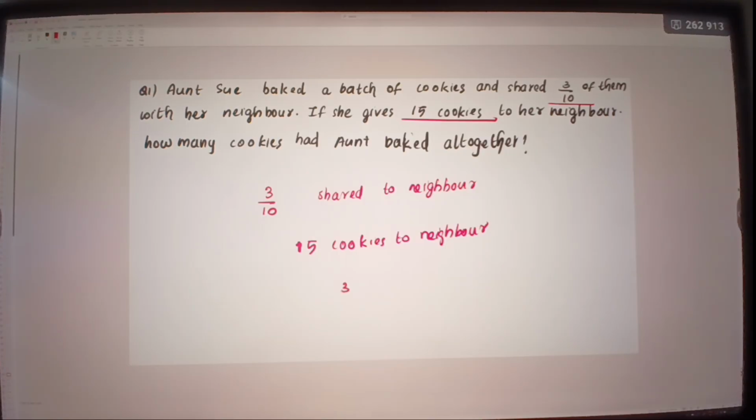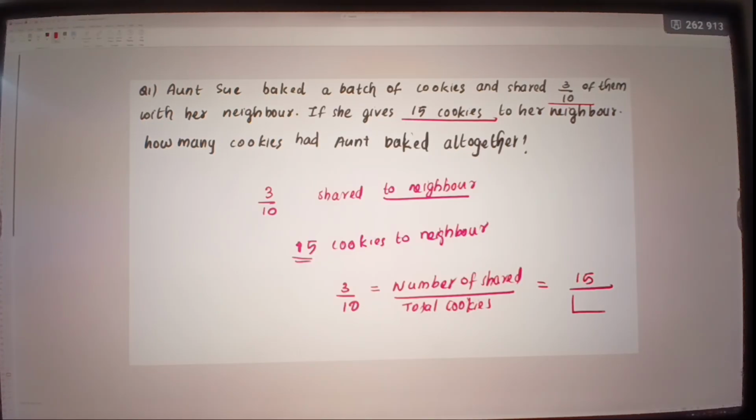So this 3 over 10 means what? It is shared to the neighbor. So what is this 3? 3 means the number of cookies she shared, over the denominator, which shows the total number of cookies. Out of the total number of cookies, she shared only 3. So 15 means the number of cookies she shared, divided by the total number. The total number is unknown.